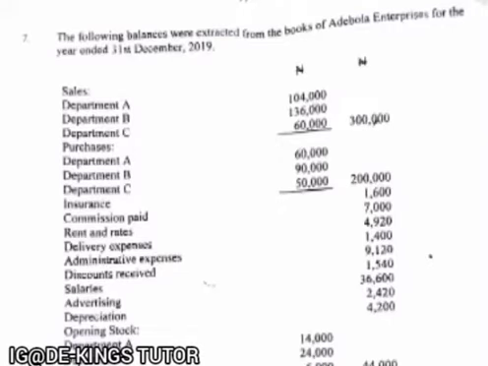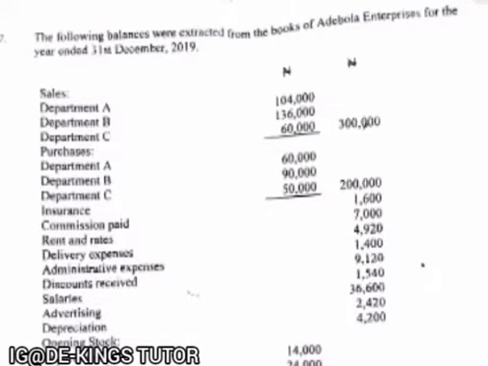It says the following balances were extracted from the books of Adebola Enterprises for the year ended 31st December 2019. We have sales for Department A, 104,000, Department B, 136,000, Department C, 60,000, all summing up to 300,000. We have purchases, Department A, 60,000, Department B, 90,000, Department C, 50,000, all summing up to 200,000. We have insurance, 1,600. We have commission paid, 7,000.